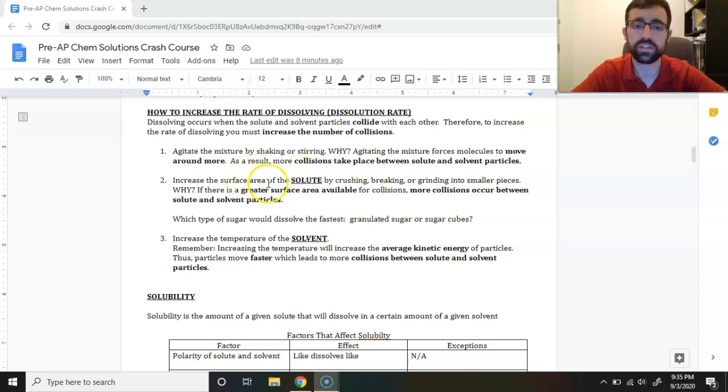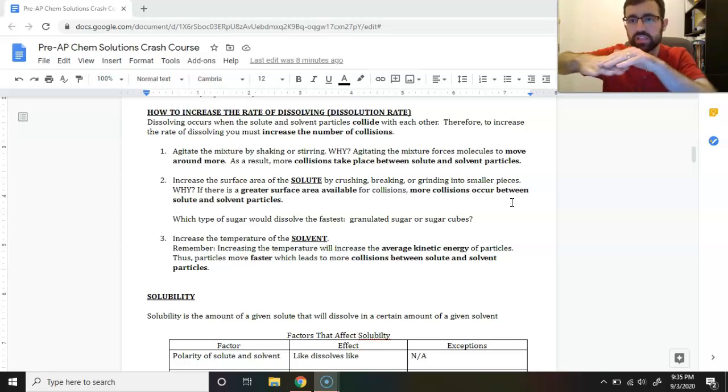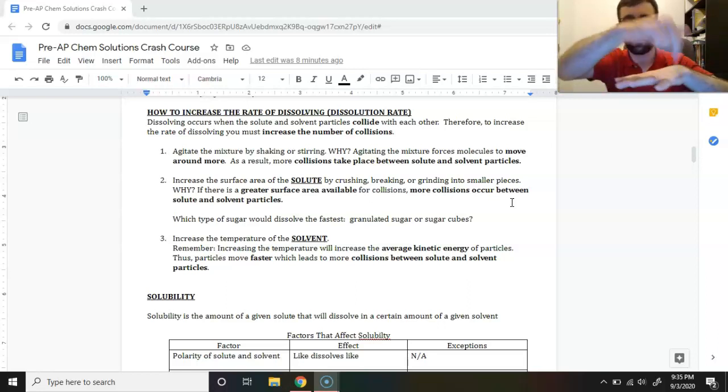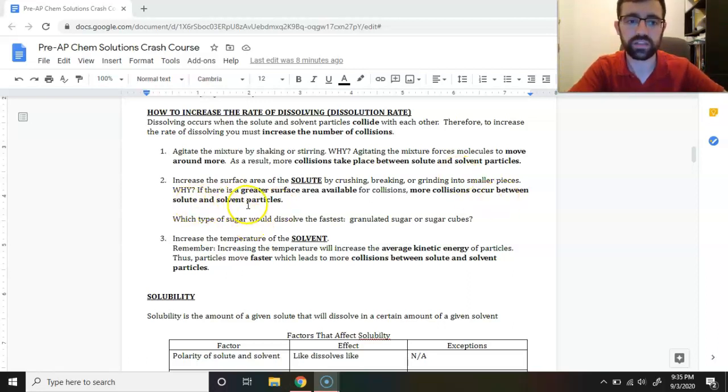All right, if we increase the surface area of the solute by crushing it or breaking it or grinding it into smaller pieces, you can think of it as if you had a clump of something and you just crushed it down, it's going to spread out and have more surface. If you've got a greater surface area for things to interact with, you're clearly going to have more collisions between solute and solvent particles. And that is why crushing things into smaller particle sizes is also increasing the surface area, and it increases how quickly something will dissolve, or the rate of dissolving.